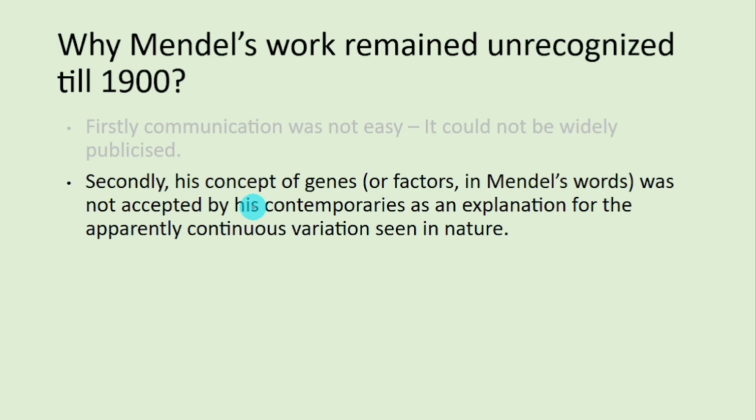Then, second, his concept of genes was not accepted by his contemporaries as an explanation for apparently continuous variations seen in nature. Okay, so he worked specifically on Pisum sativum, but he was trying to give generalized foundational laws of inheritance. Okay, so there are certain exceptions we just saw yesterday. Polygenic inheritance, there are gradients, we don't have distinct contrasting features in every type of inheritance.